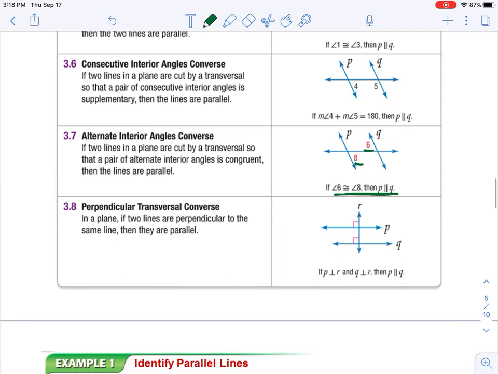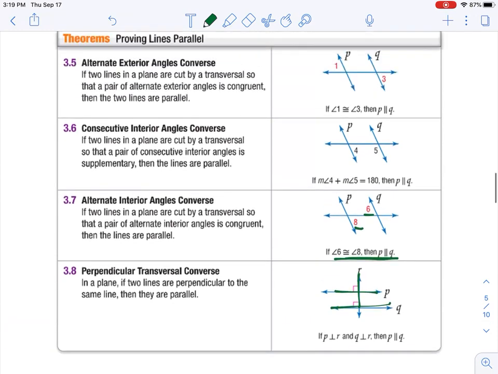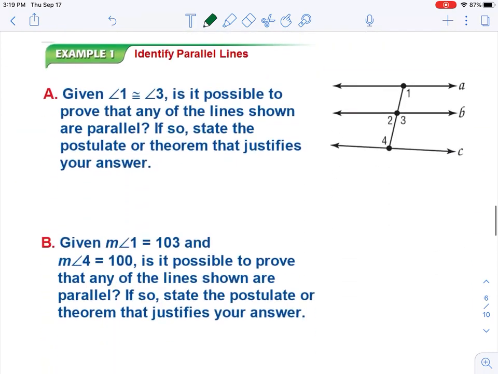And perpendicular transversal converse, we don't use this one as much, but it exists. If in a plane, two lines are perpendicular to the same line, then they are parallel. So perpendicular, then parallel. Notice on all of these, no matter what, our if statement leads to our lines being parallel. Okay, so let's try some.